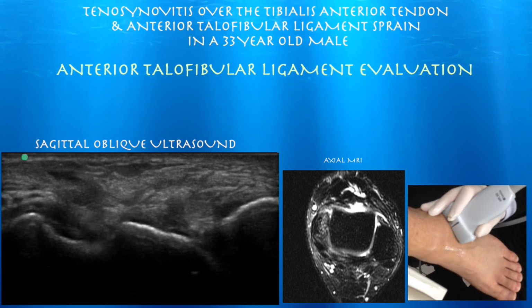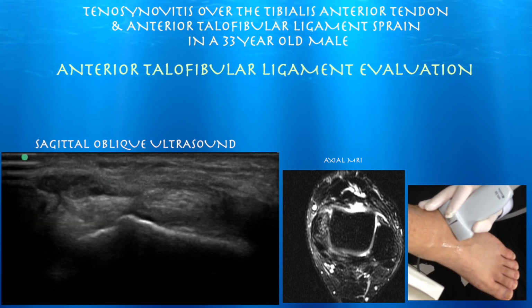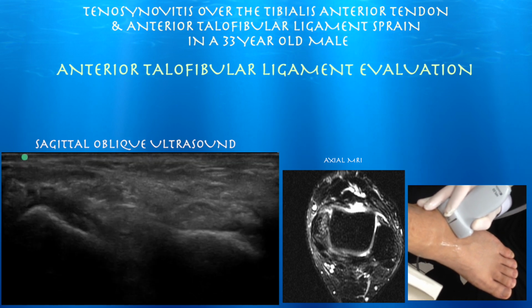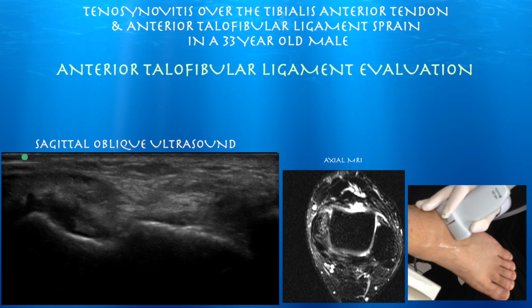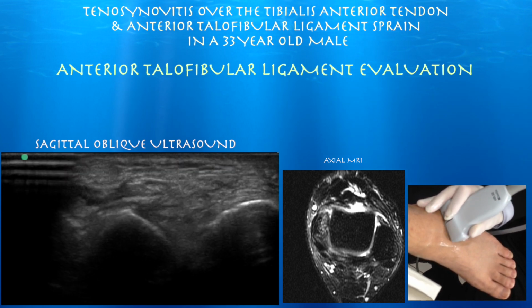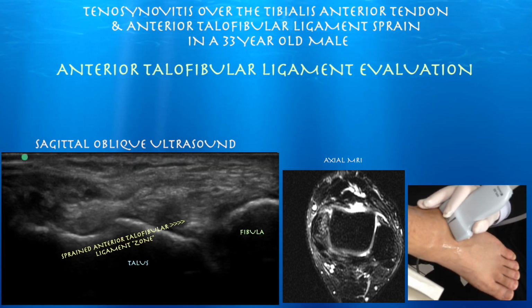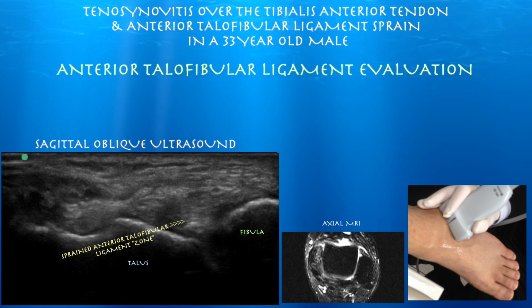So we're trying to look at the anterior talofibular ligament. And I could see some fluid around it, some irregularity. Really hard to get a discrete look at the ligament going across. And this was consistent with his MRI findings.